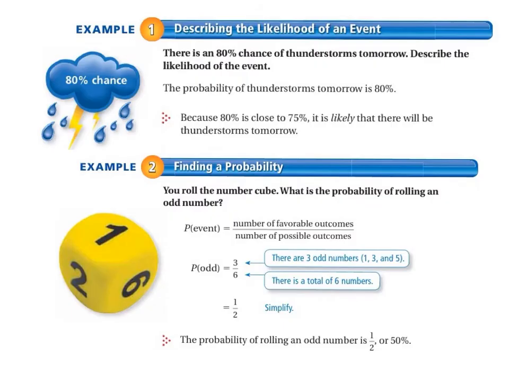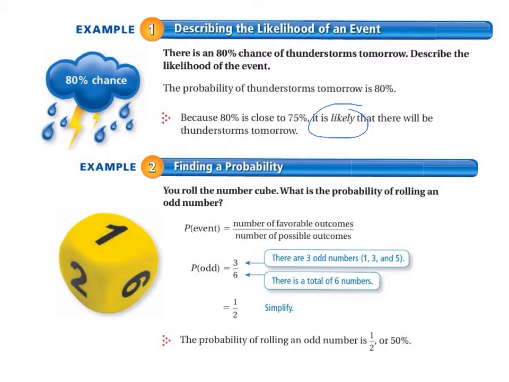Today we'll be starting on page 408 in your math book. Example 1, describing the likelihood of an event. There is an 80% chance of thunderstorms tomorrow. Describe the likelihood of the event. The probability of thunderstorms tomorrow is 80%. Because 80% is close to 75%, it is likely that there will be thunderstorms tomorrow.